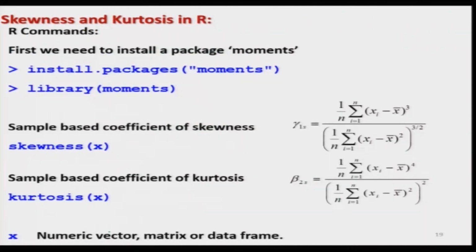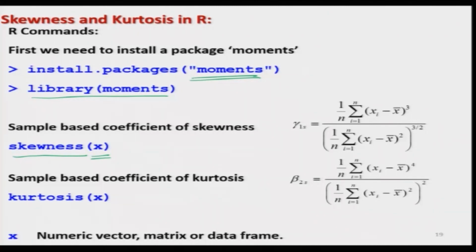So, now the question is how you can compute these coefficients of skewness and kurtosis in the R software. For that we need a special package, moments, the same package that we used earlier while computing the moments, and we load it using the command library. Now, the sample based coefficient of skewness can be obtained by the command skewness, S-K-E-W-N-E-S-S, all in lowercase alphabets, and inside the parenthesis you have to write the data vector.